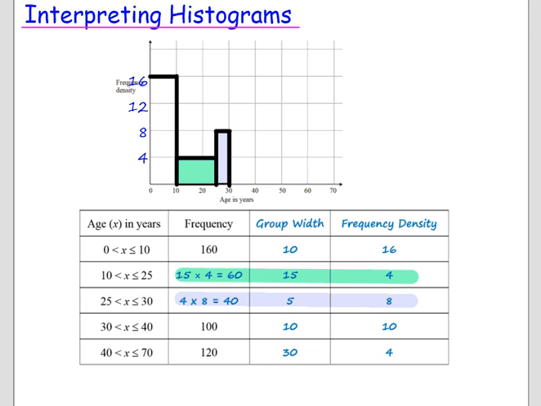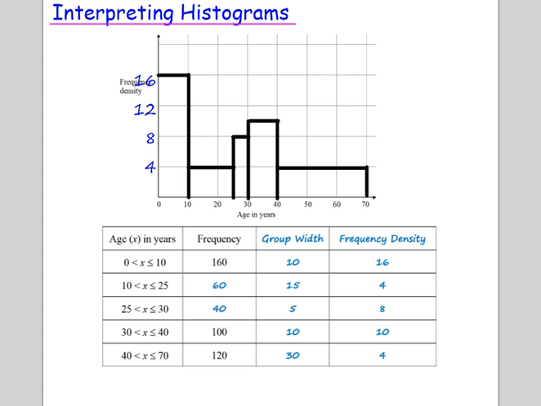Then you have to go back to part A. Now we can use the table to complete the histogram. The fourth bar goes between 30 and 40 and has a frequency density of 10. And the fifth bar goes from 40 to 70 and has a frequency density of 4.